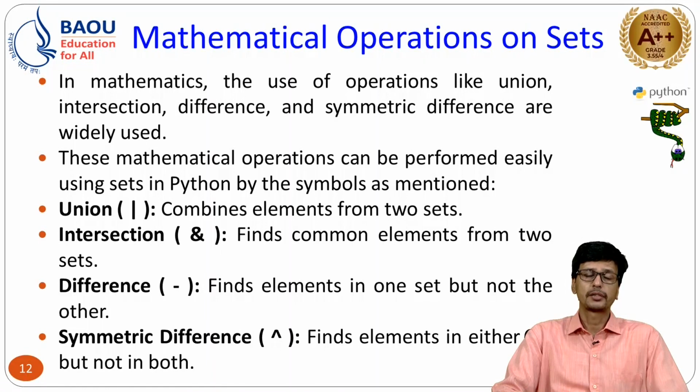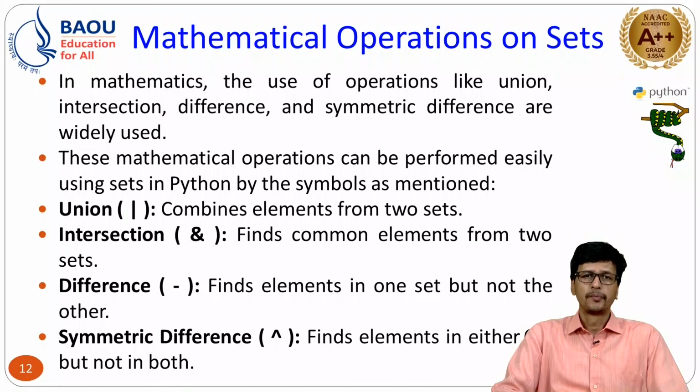Now what is the union? Suppose you have multiple sets and you want to combine all the elements. In that case you use the union operation. Now what is intersection? Suppose in multiple sets or two sets, you require only common elements or common items. In that case, you use intersection.